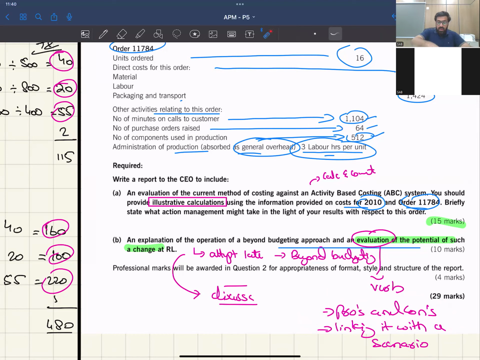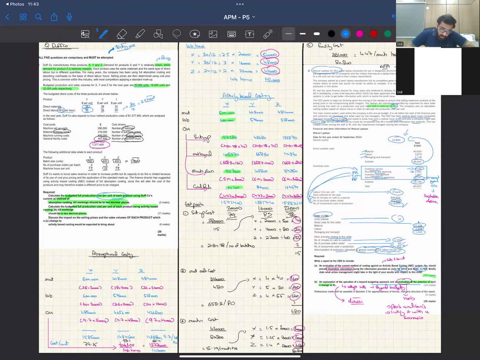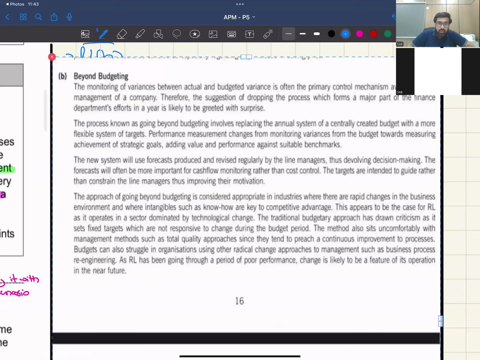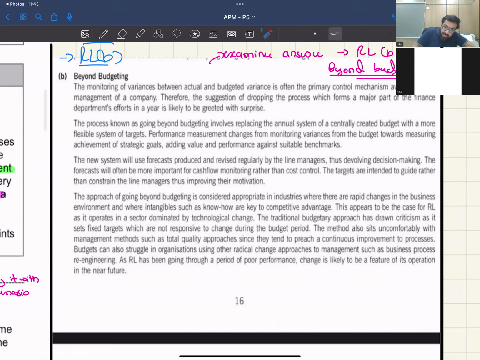So let me bring up the answer here, to see what points can be written. This was the question that we attempted. I've taken the examiner's answer, to see how the examiner writes. Examiner answer of RL part B that tested beyond budgeting. They want you to write simple four things. And what are those?